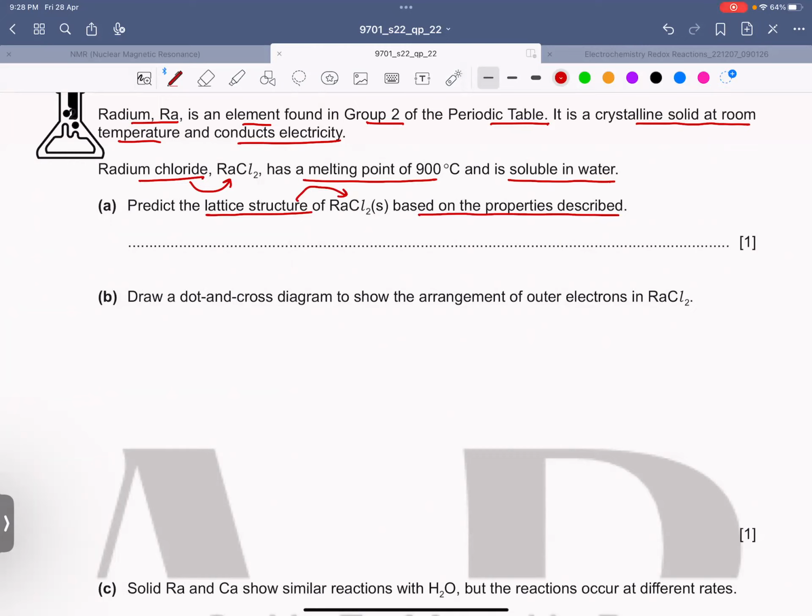Okay, so we are observing that the melting point is high and a metal and a non-metal are present, so it means it's ionic, and ionic lattices are always giant ionic. So we write over here giant ionic lattice. Is this understandable to everyone?